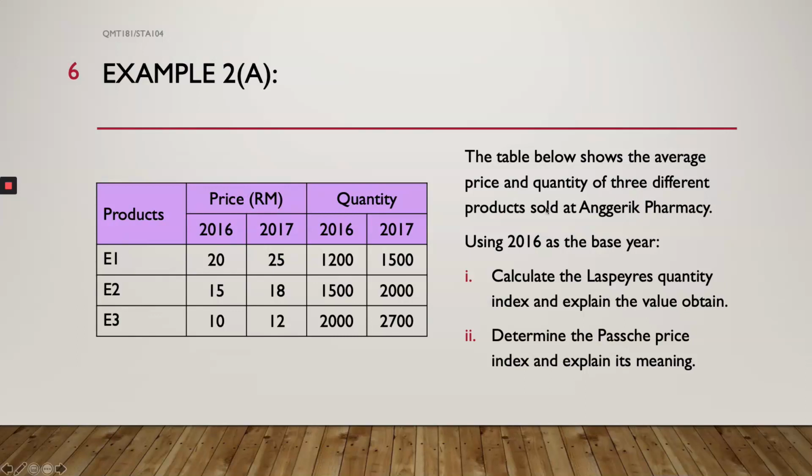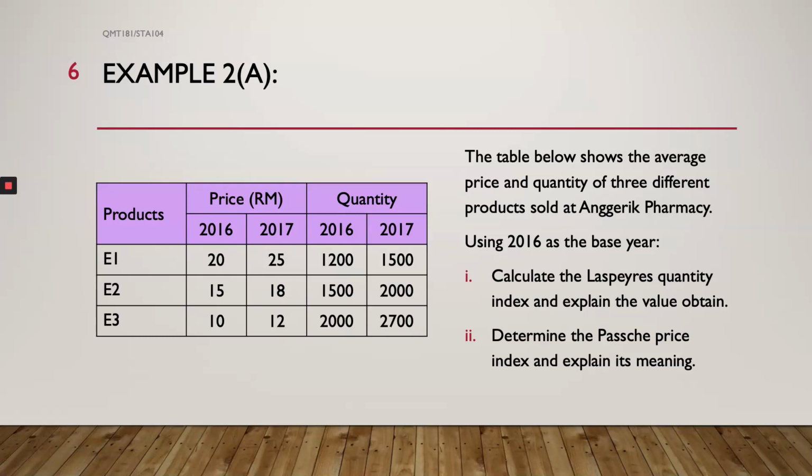The table below shows the average price and quantity of 3 different products sold at Anggrek Pharmacy. Here is the price and here is the quantity for 2016 and 2017, and you have 3 products, E1, E2 and E3. Using 2016 as the base year, so this will be your base year, this will be your current year, calculate the Laspeyres quantity index and explain the value obtained. And another one, determine the Paasche price index and explain its meaning.